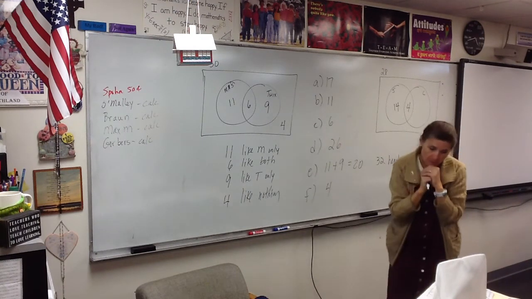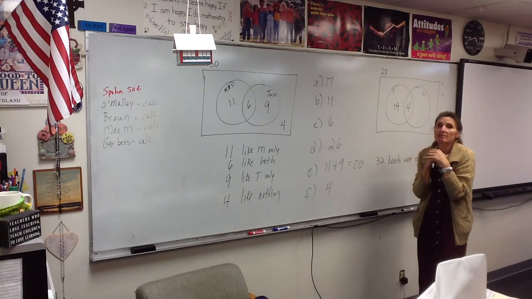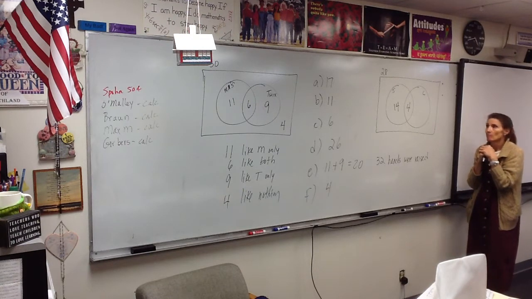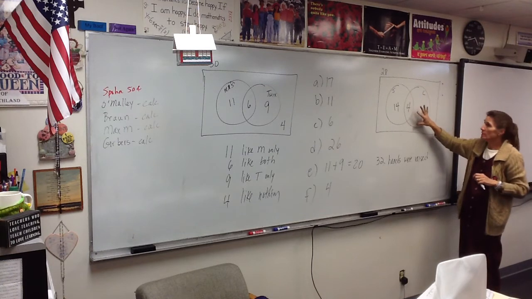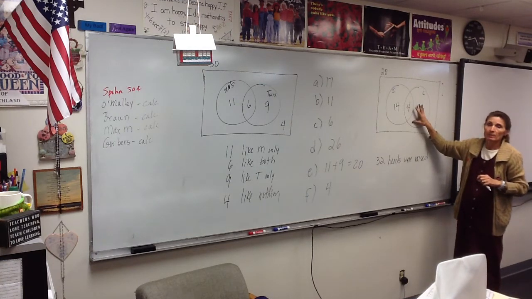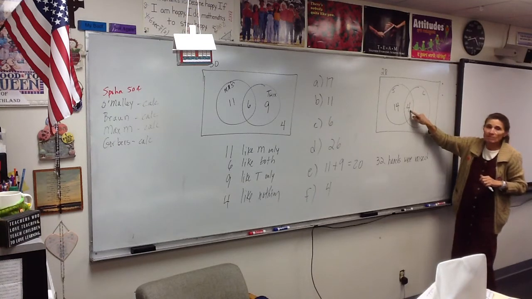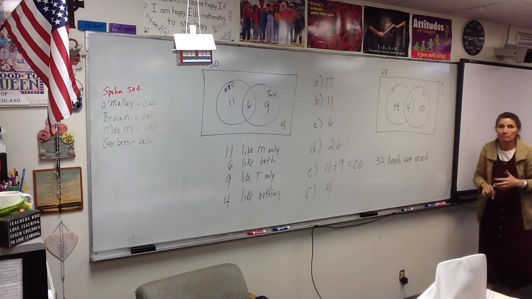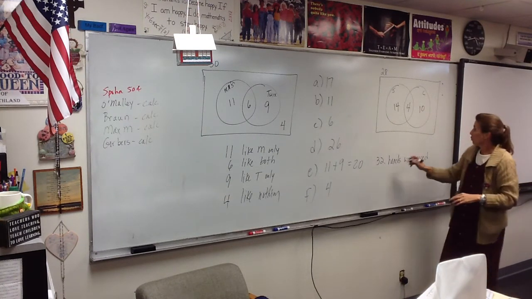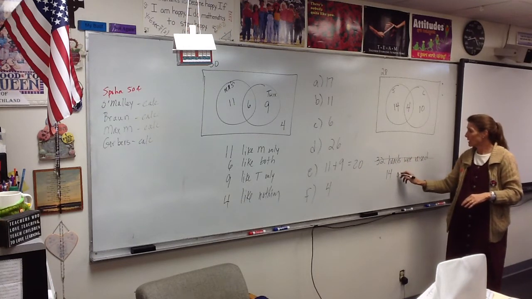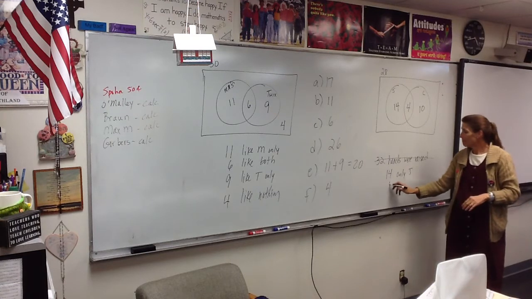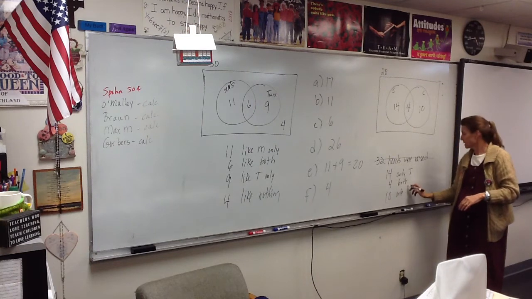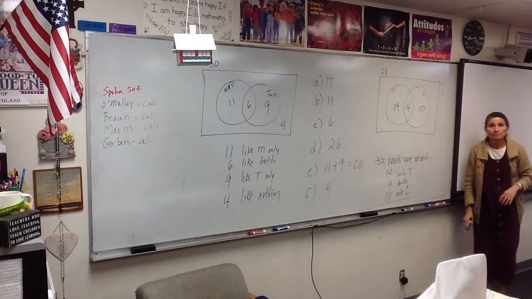Similarly, there were 14 students that said they liked country. 14 said they liked country. That means the whole C circle is 14. But 4 of them are in the football part. So how many of them are just out here? 10. So in this problem, we have 14 people who like only jazz. We have 4 people who like both. And we have 10 people who like only country. How many is that? That's 28.